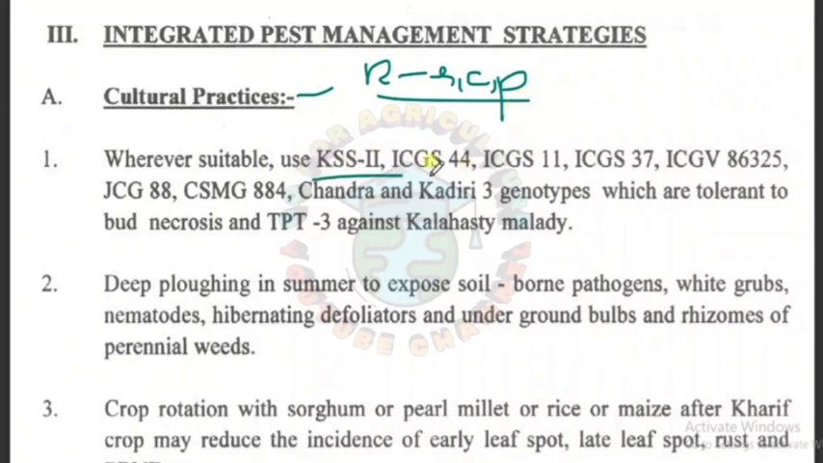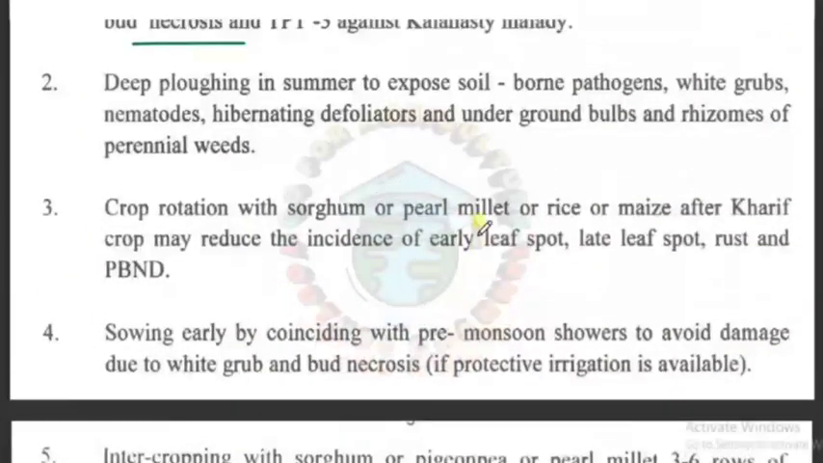Okay. So in case of cultural practices, use KSS2, IGCS 44, ICGS 11, 37, ICGV 86325. There are many such varieties. You can just use them. Kandra, Kadiri 3. These genotypes are basically tolerant to bud necrosis. So there are many resistant varieties. You can use them in the cultural practices.